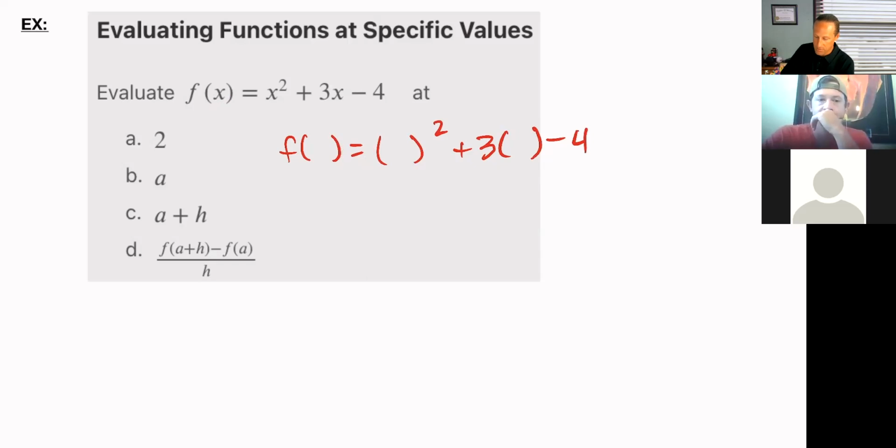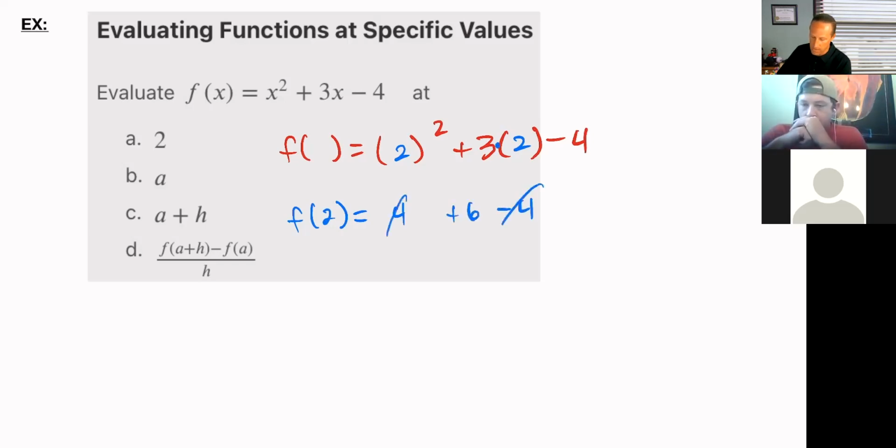So again, if you guys want to do any of these, let me know, but f of 2, all I do is plug in a 2 there and there. Order of operations, exponents first, because I can't do anything inside the parentheses, and then multiply before I add or subtract. So that would give me a 6, and then minus 4, 4s would cancel. When I plug in 2, I get out a 6.